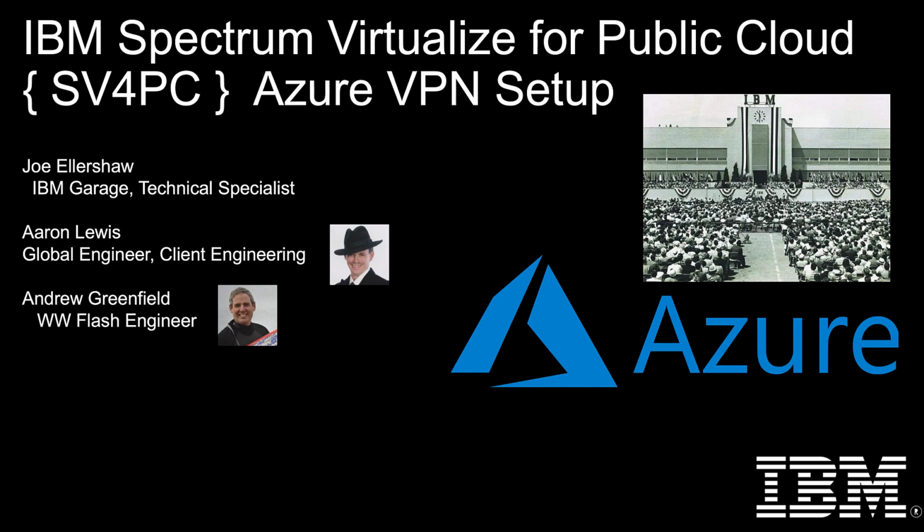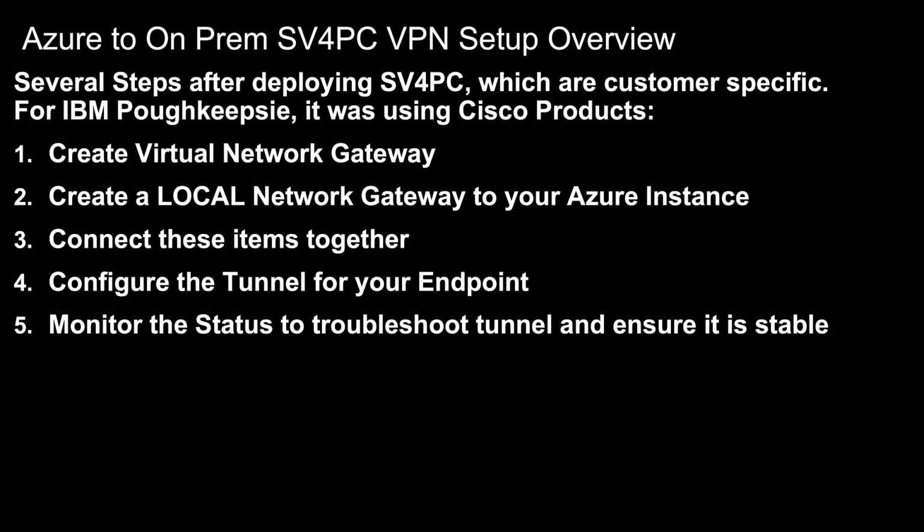Let's go into the Spectrum Virtualized for Public Cloud VPN setup now. So after you've deployed your Spectrum Virtualized for Public Cloud, you're going to need to sooner or later VPN it somewhere else, either to another cloud or perhaps on-premise somewhere. These 5 steps will go into greater detail about how to do that. And I wanted to make sure we go into a little bit more detailed steps, and that's what this video is going to show.